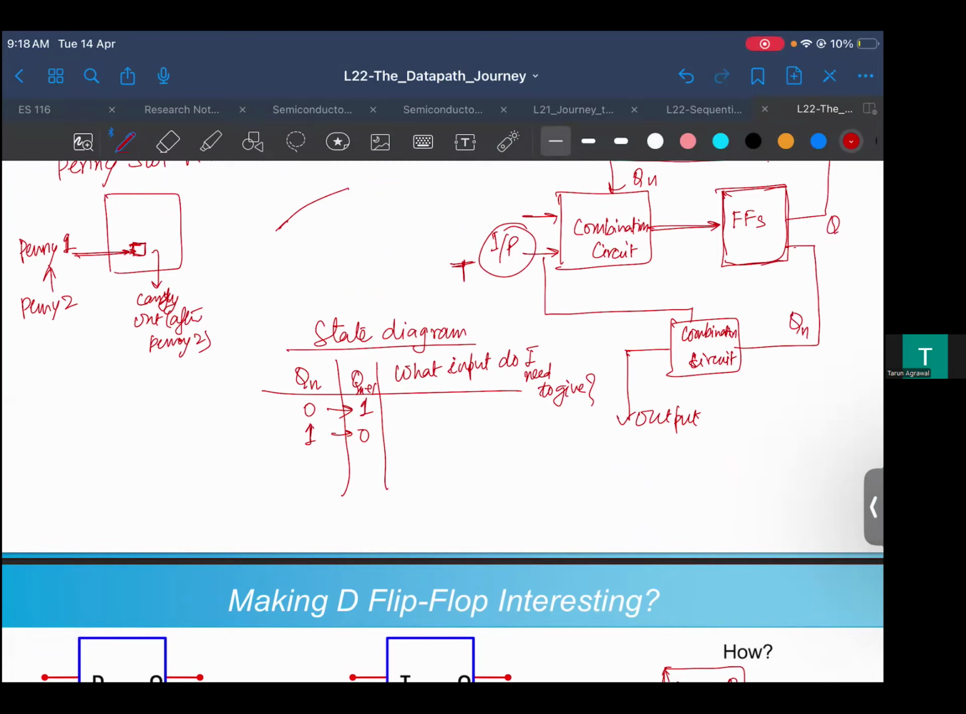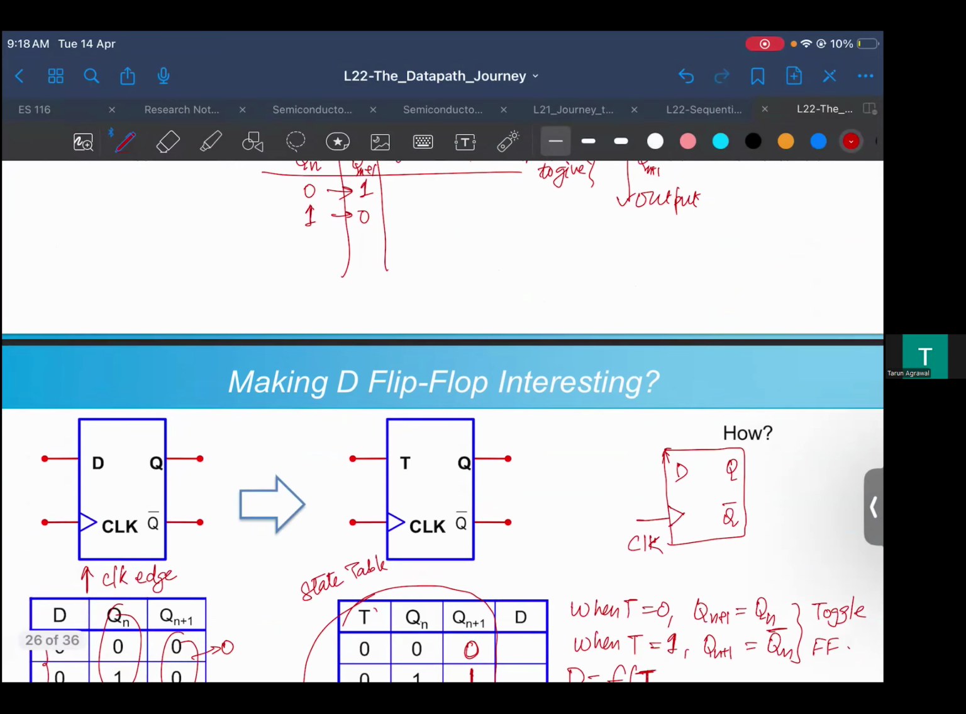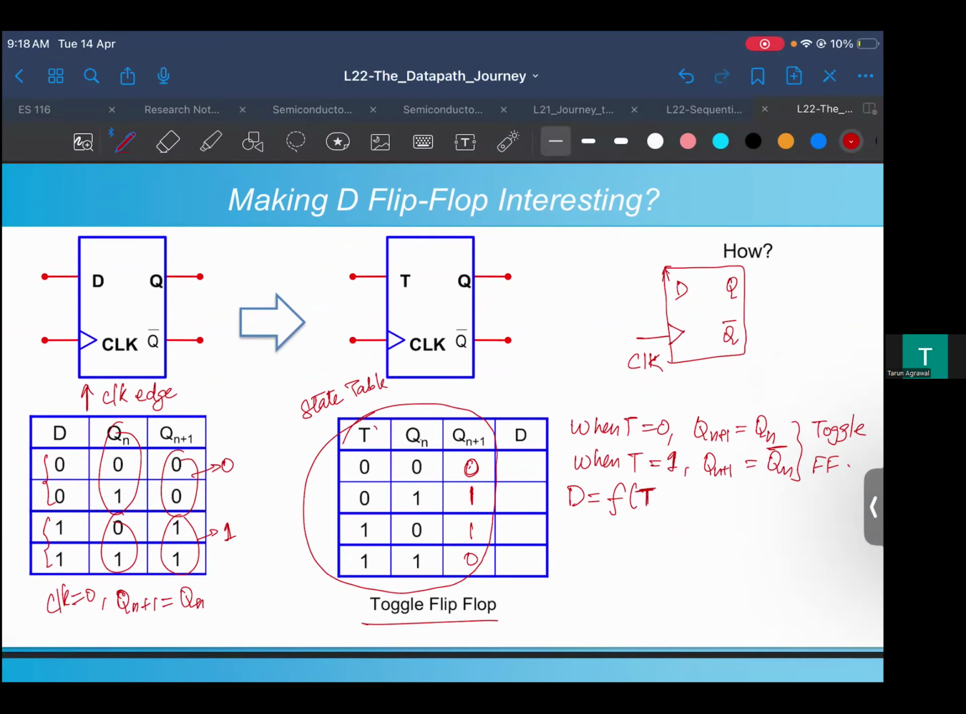And the next state, whatever the output comes, right, which is what we are defining as what our qn should be. So this is a function of q and qn, which is what I have to make. So then when you see, if my t is 0, my qn is 0, and I want 0 as an output, right, what should be d? That is the question you are asking, right? What should be d?